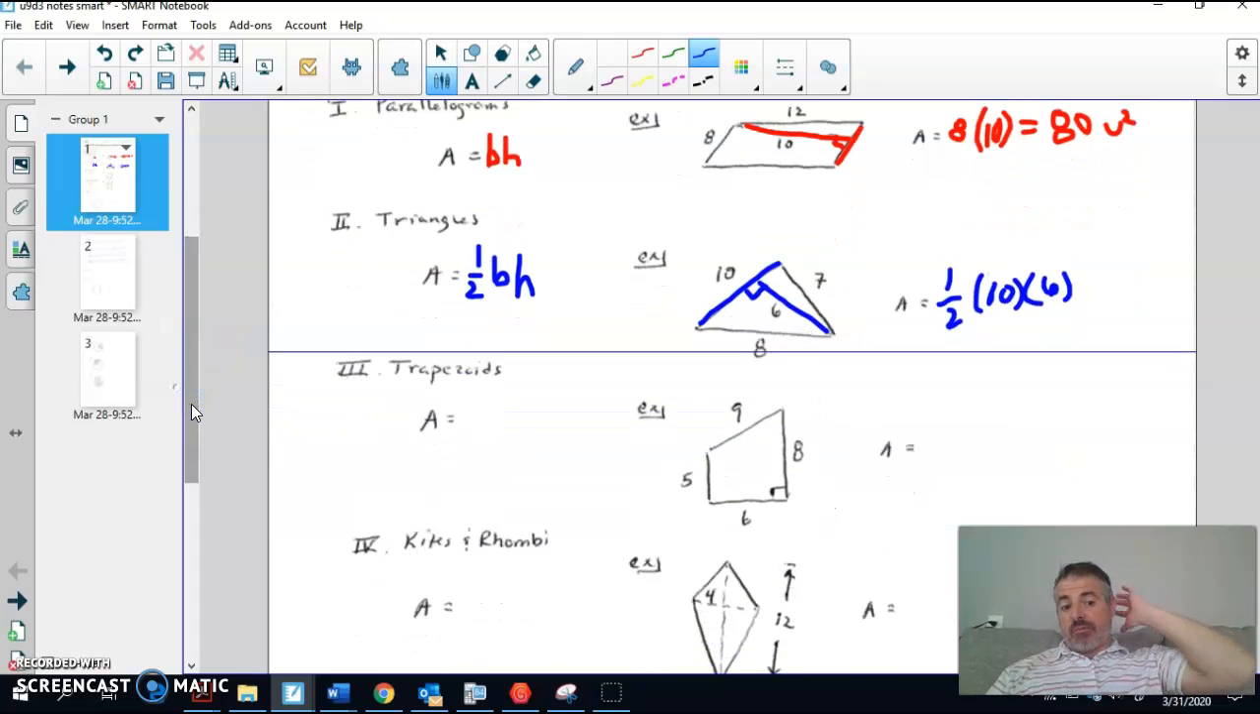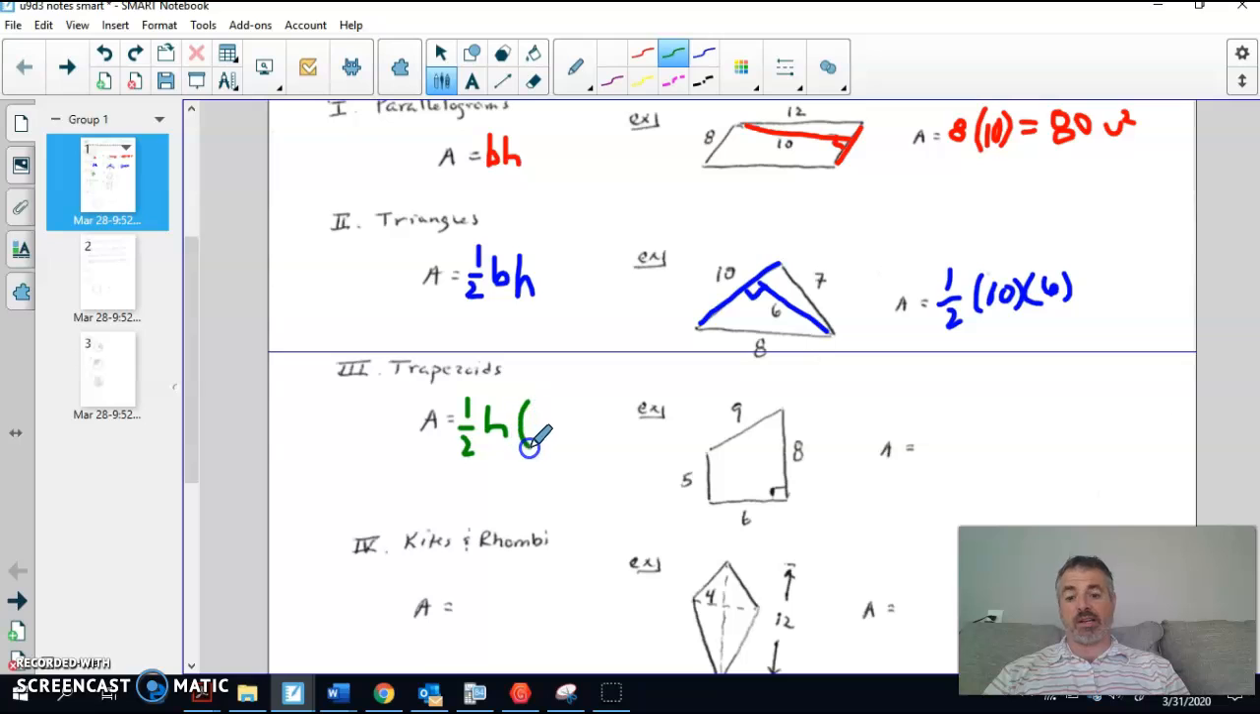So the next shape we looked at was a trapezoid. That had a big long formula. Formula was what? 1/2 the height times base 1 plus base 2. And again, the base and the height still needed to be perpendicular to each other. So B1 plus B2.